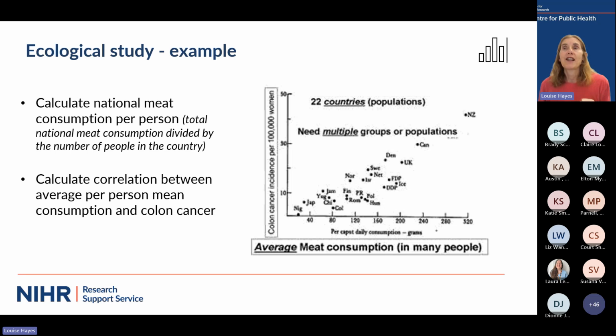So this allows you to calculate a correlation between the average meat consumption per person in the population and colon cancer. So it gives you an indication of if there's a relationship between meat consumption and colon cancer in this case, which, as you can see from the slide, each of these dots with the shortened form of the country name on, is demonstrating there's quite a clear linear relationship. So as meat consumption increases, so does incidence of colon cancer.